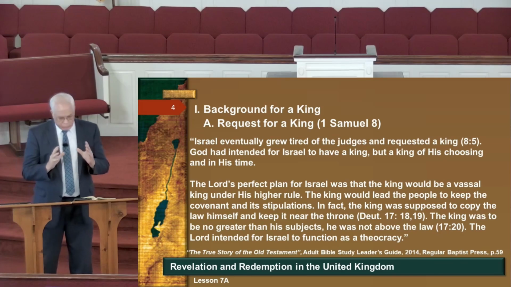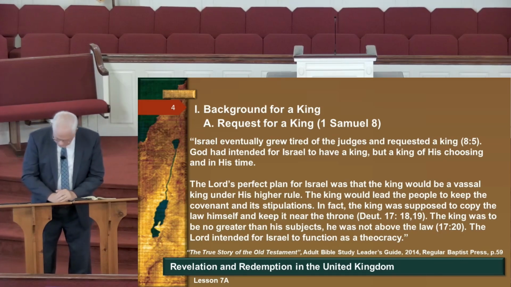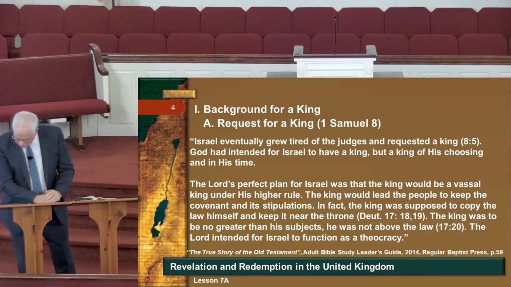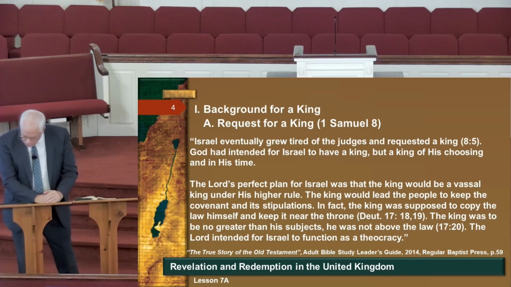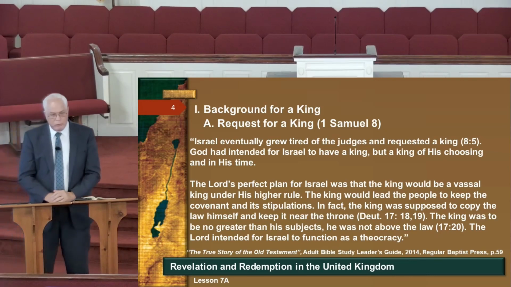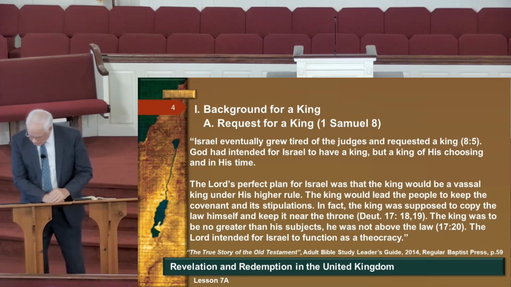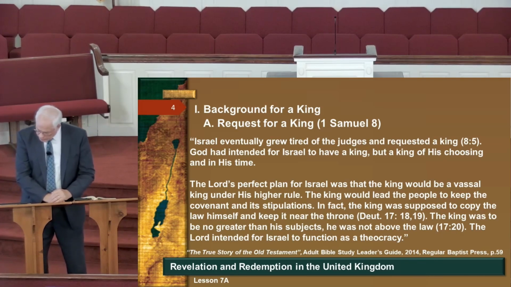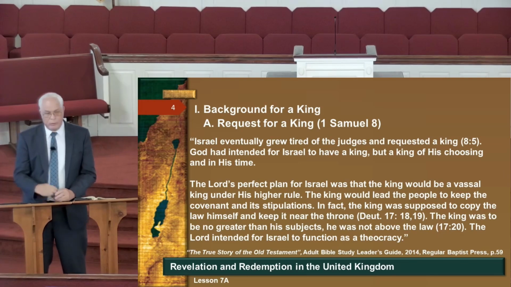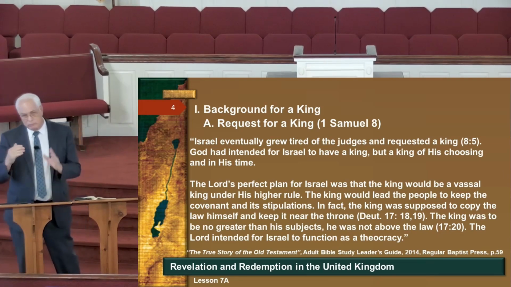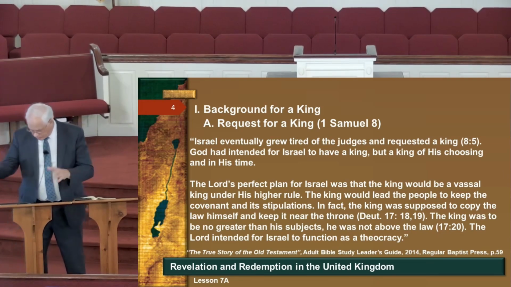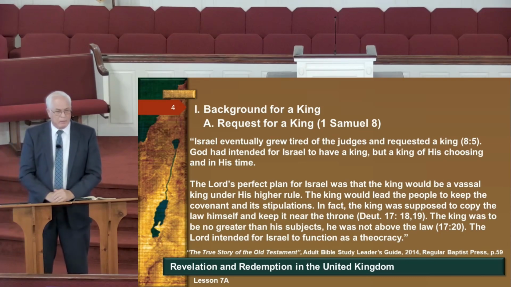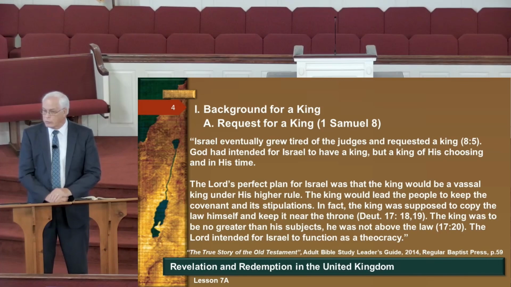But with 1 Samuel chapter 8, you're going to see the note here: Israel eventually grew tired of the judges and requested a king. They wanted a king. Okay? The Lord's perfect plan for Israel was that the king would be a vassal king under His rule, under God's rule. Now let me ask you, well, you'll see it in the next slide in a second. They've been under God's rule, really. And it's called a theocracy.